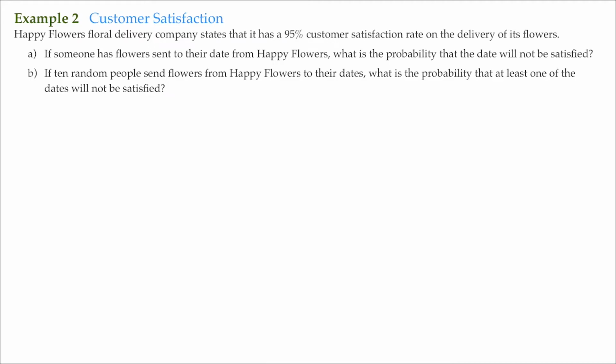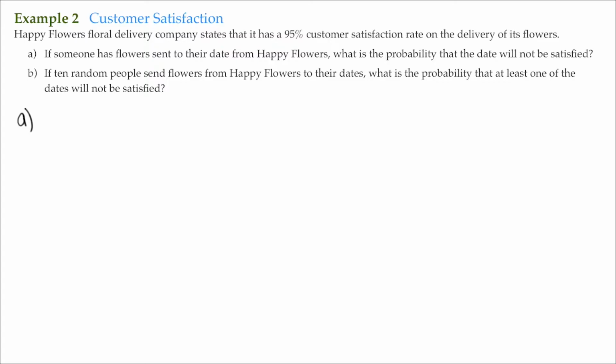So in this example, we have this customer satisfaction. It says Happy Flowers Floral Delivery Company states that it has a 95% customer satisfaction rate on the delivery of its flowers. And then we have these two questions here, A and B. I'll just put A right here.